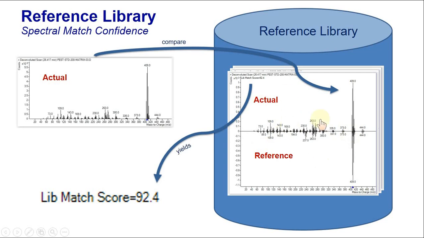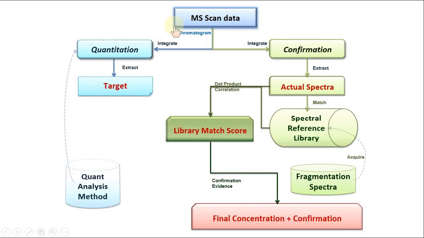So my actual is compared to the reference, yielding a library match score that is typically shown with this head-to-tail presentation. Here is a workflow example that takes MS scan data, and I found a target, and from that peak I can take the spectra, that actual spectra, and compare it to the spectra from a reference library, use a dot product to calculate a library match score. If that library match score is high, that provides confirmational evidence that I actually have the right determination.